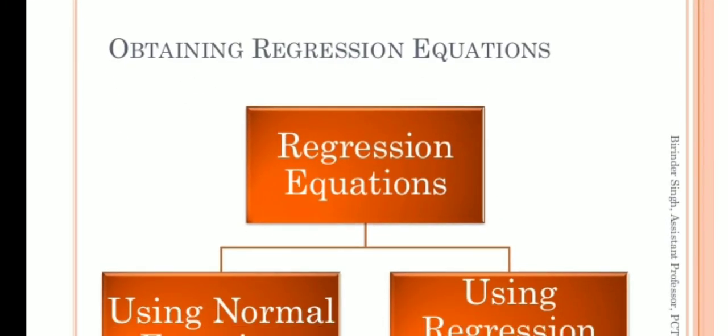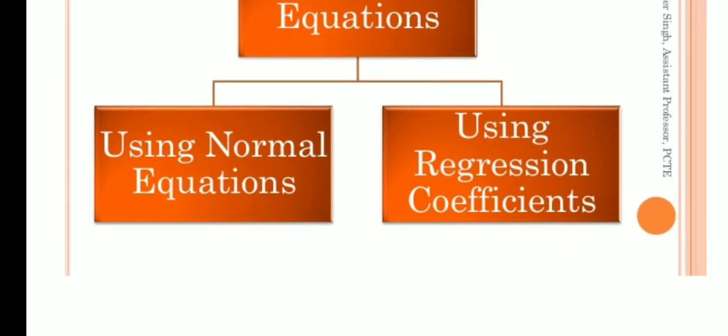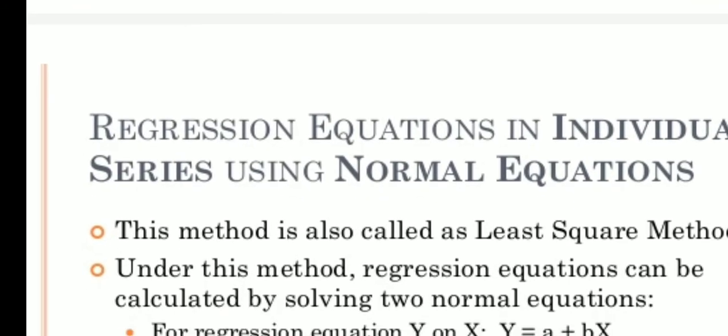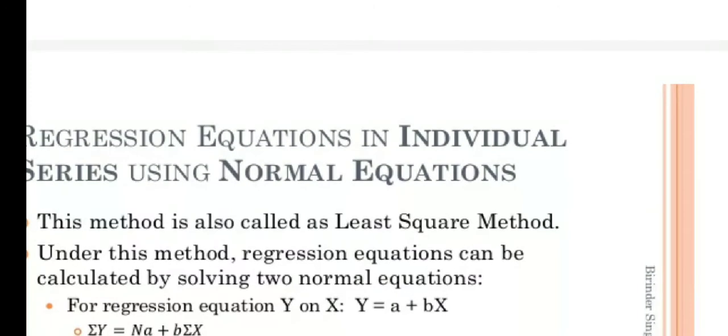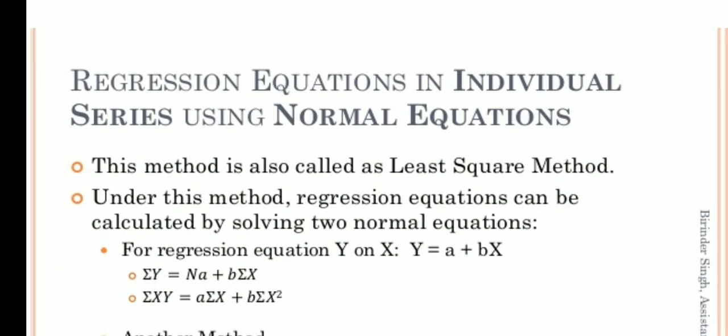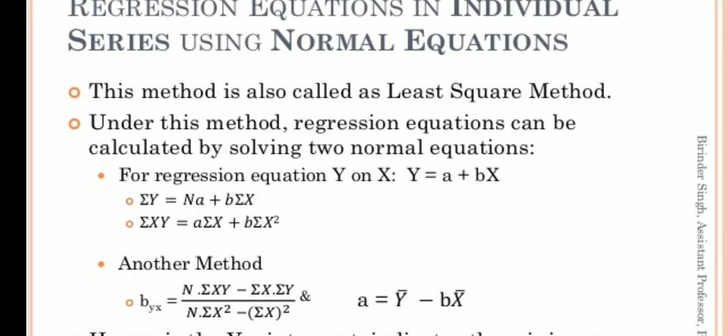The regression equations are obtained like this, using normal equations and using the regression coefficients. Regression equations in individual series using normal equations: this method is also called the least squares method. Under this method, regression equations can be calculated by solving the two normal equations. What are those? For the regression equation of y on x, y equals a plus bx, where y is the dependent variable and x is the independent variable. Multiplied and taking the sum, what happens?